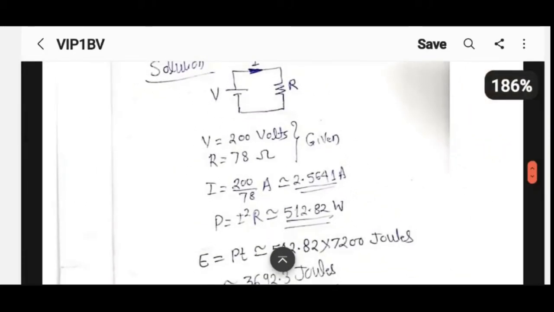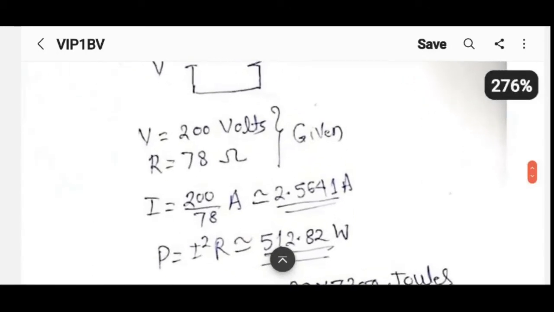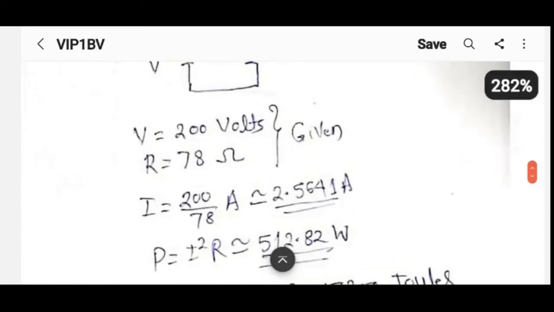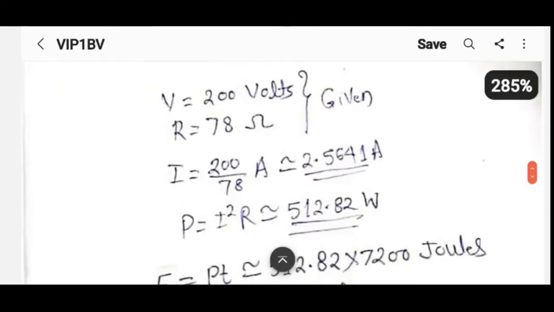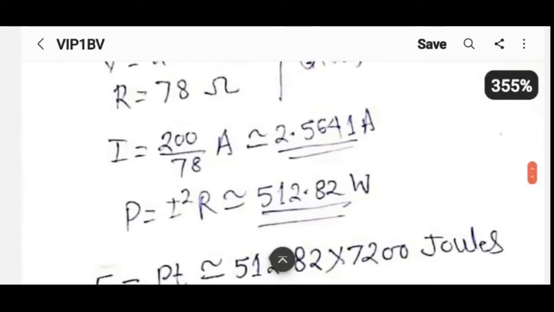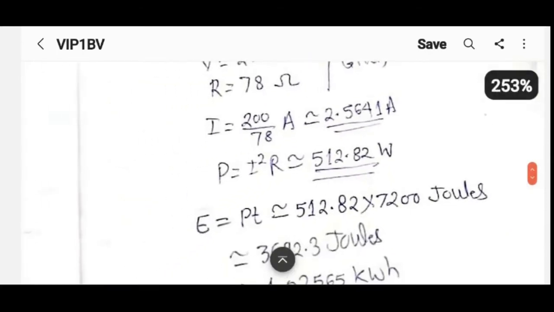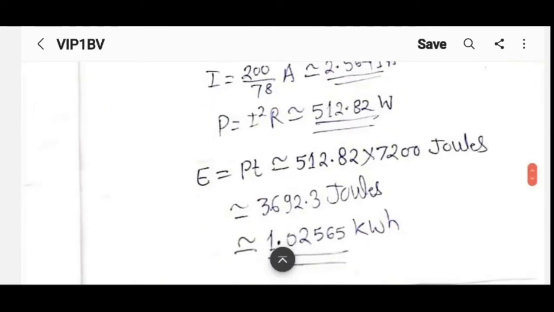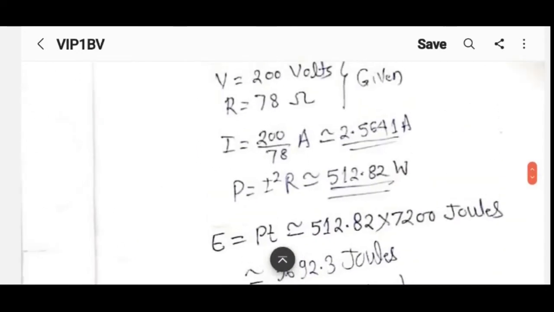First thing I do is calculate current, which turns out to be 2.5641 amperes approximately. Then I calculate the power, which is I squared R. It turns out to be 512.82 watts. Then I multiply the power by the time involved in seconds to get the answer in joules. And you can convert this answer into kilowatt hours immediately based on the conversion formula that we have worked out. So double check my calculations once you get the time. Should be straightforward, conceptual.